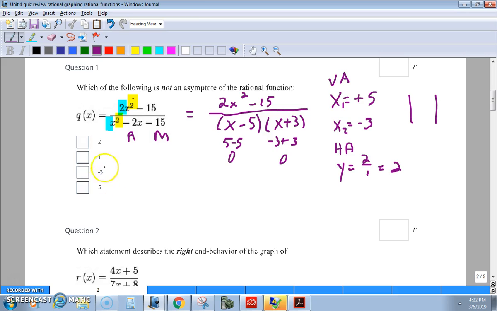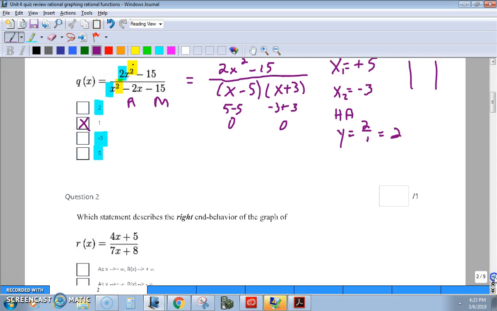So we know that negative 3 is an asymptote. It's a vertical asymptote. We know 5 is also a vertical asymptote, and we know 2 is a horizontal asymptote. So that means that 1 is not an asymptote of this function, or that we know that the function exists at 1 is another way to say that, right?